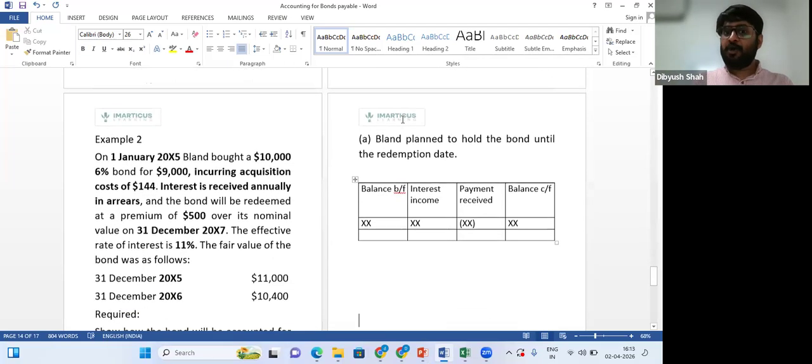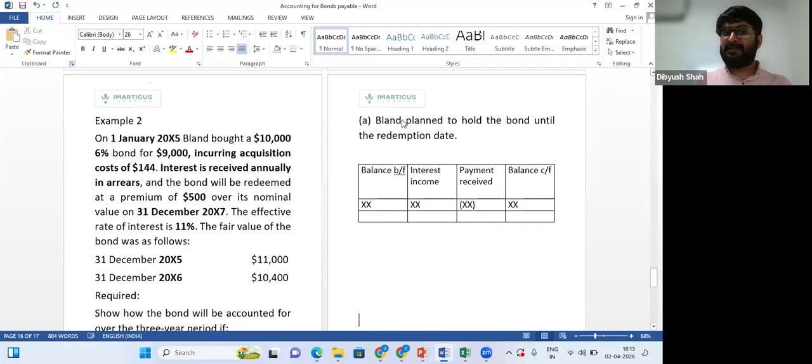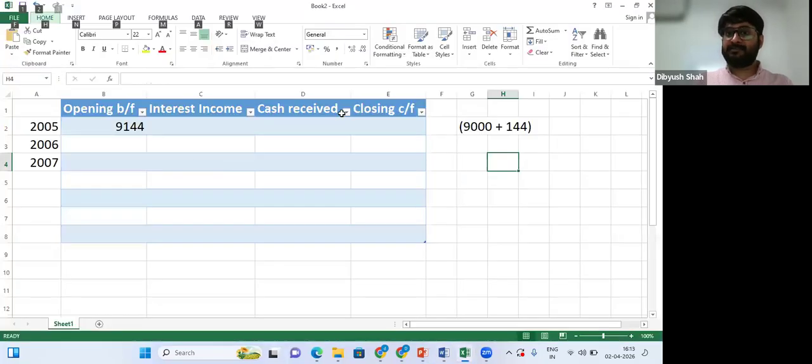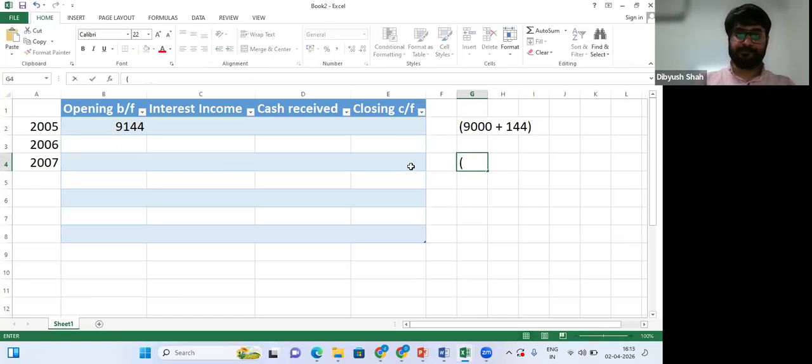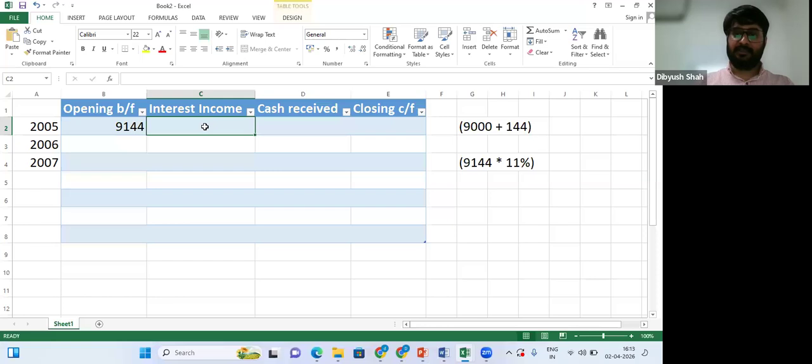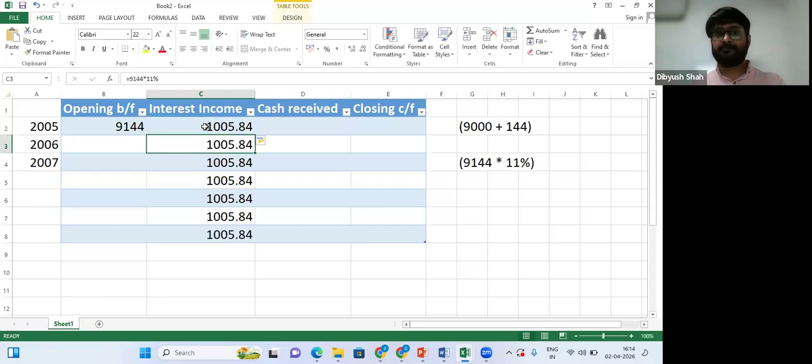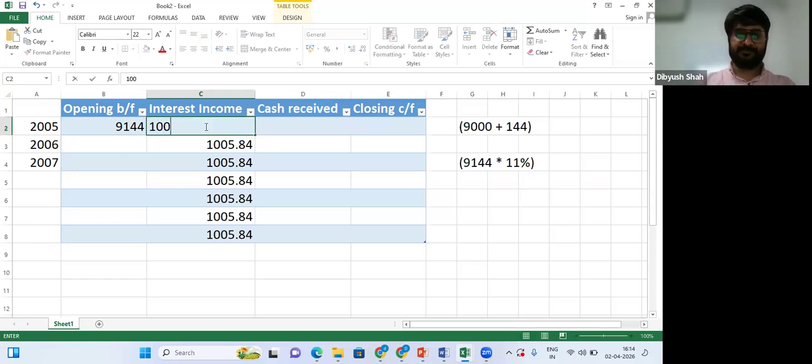So in this case, what should I record as interest income in the first year? The opening carrying value, that is 9144, multiplied with the effective rate of interest. So it will be 1005.84. I'm rounding it off, 1006.